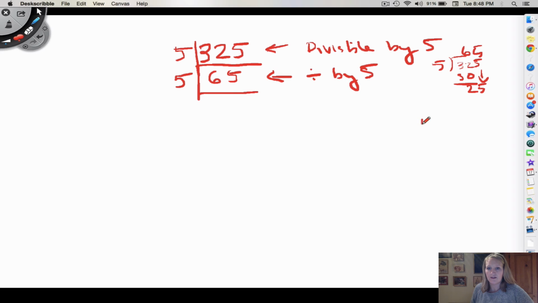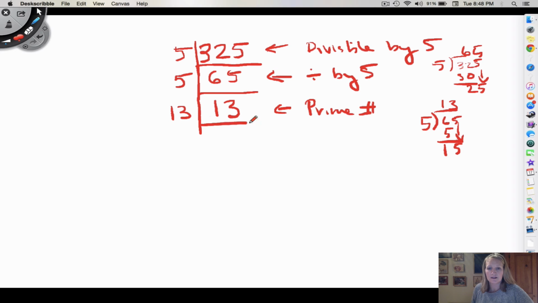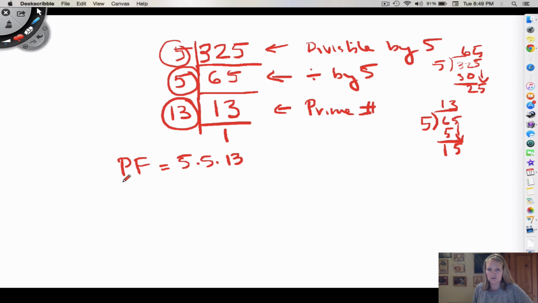And so if you do 5 into 65, you get 1, 5, 1, bring down the 5, 1, 13. So we get 13 here. Okay, and this is now a prime number. And so what you do is you say when I divide 13 by 13, I will get 1. And so my prime numbers are 5, 5, 13. Okay, so you would report that as prime factorization equals 5 times 5 times 13. So you can't leave it up here. You really need to translate it into this.